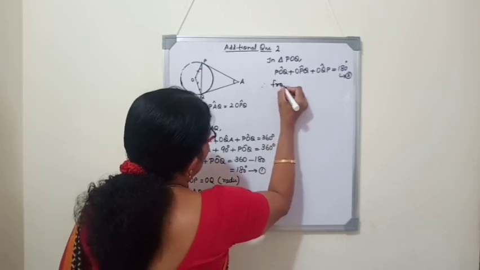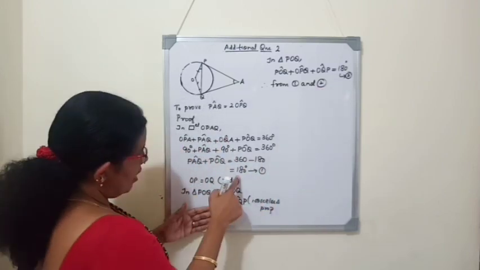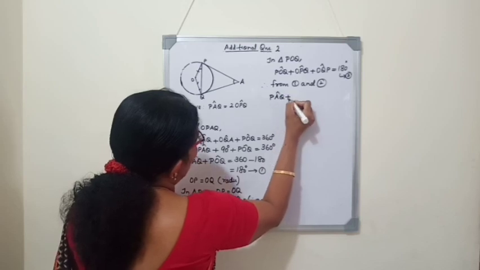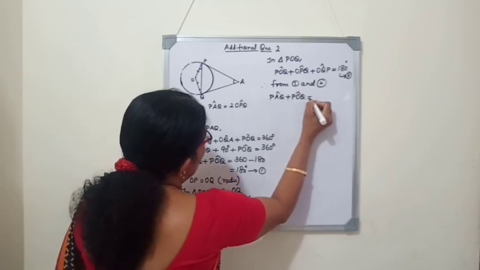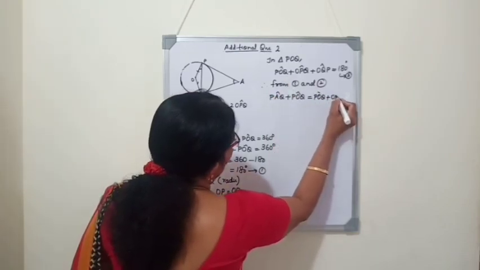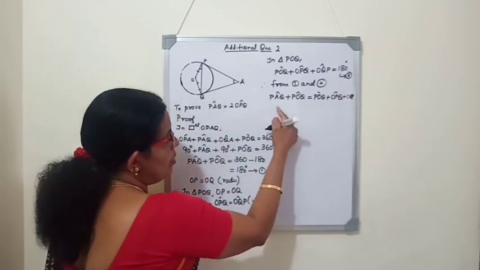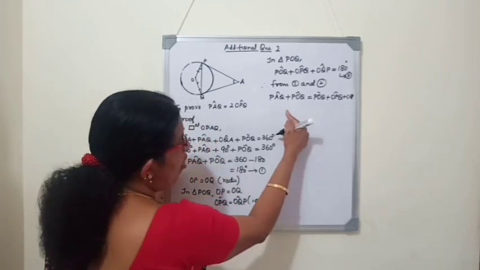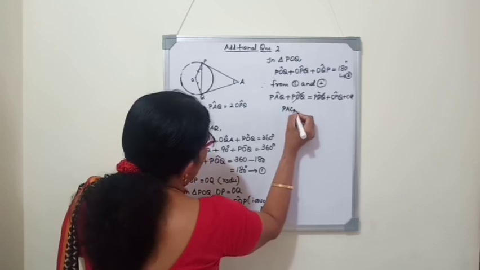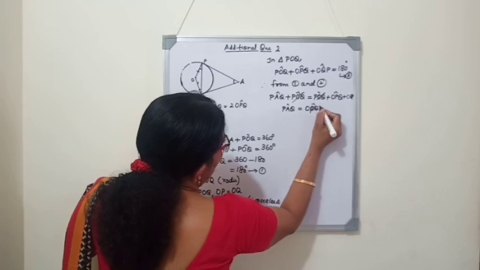Therefore, from 1 and 2, we'll write here what is the equation LHS? PAQ plus POQ is equal to, now second equation LHS is POQ plus OPQ plus OQP. Now look at either side of the equation, which is a common angle. POQ is common. Cancel it. Write the remaining. PAQ is equal to OPQ plus OQP.